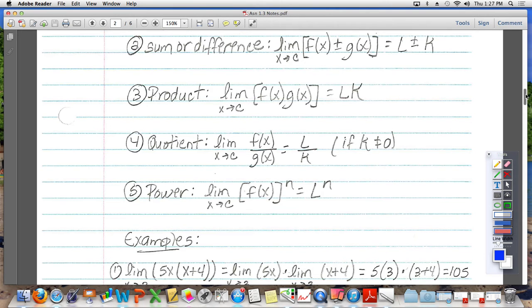When would you be doing this? If I told you to find the limit as x approached some c value of some function multiplied by another function. So if you had two functions, I said multiply them and calculate the limit, you could do one of two things. You could multiply the functions first and then calculate their limit, or you can calculate the limit of one of the functions, calculate the limit of the other function, and just multiply the answers together. Either way is going to get you the same thing.